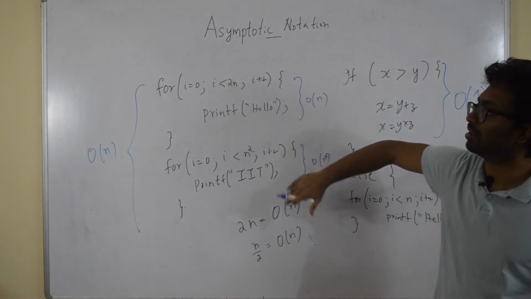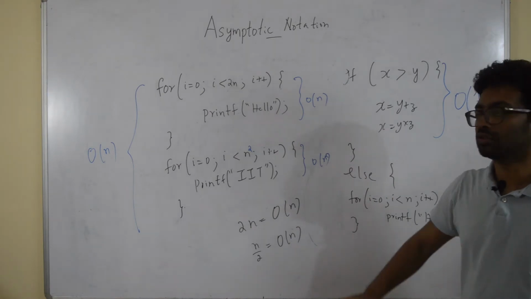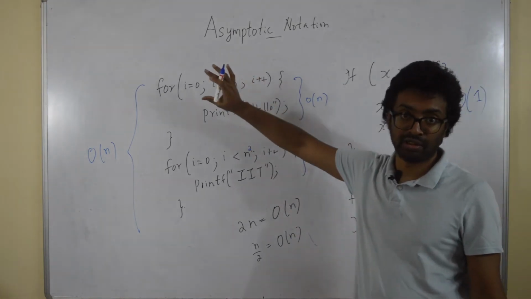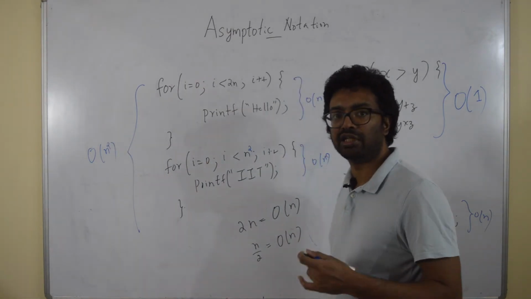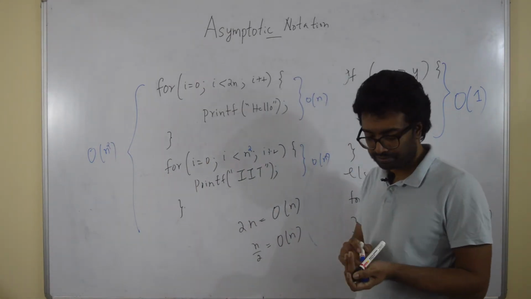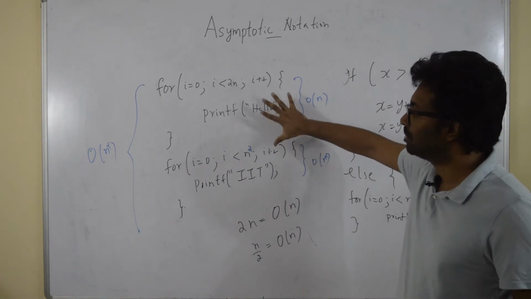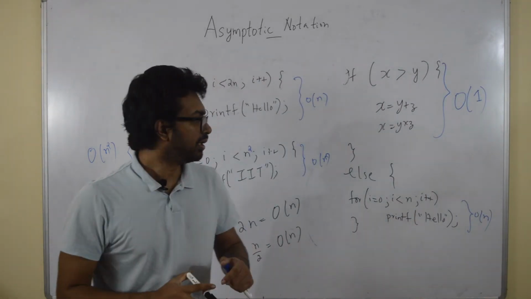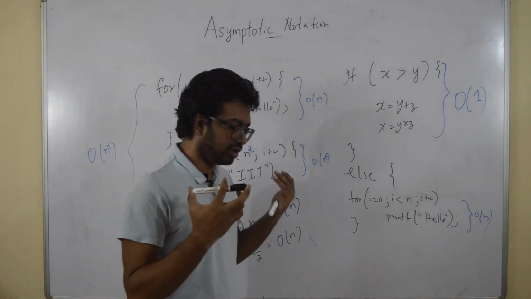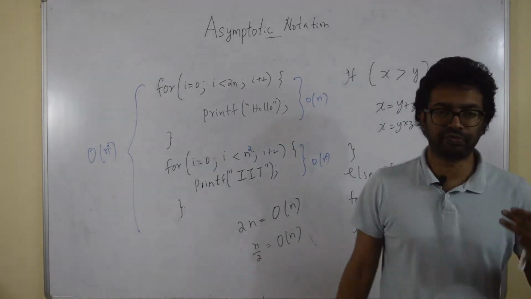And how much does the entire block of code take? This is going to take order n square plus order n. And what is that? This is order n square, right? Because we know n square plus n is order n square. Okay, so this takes order n square. Clear? So now what is it we have seen?